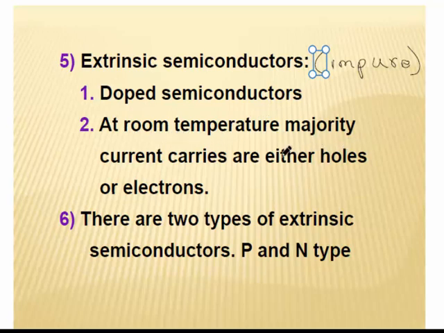At room temperature, the majority current carriers are either holes or electrons. Means if you increase the temperature and the doping also, the number of electrons and holes becomes unequal. One is more in number, another is less in number. So there are majority carriers which are more in number. The ones which are less are called minority charge carriers. They may be either holes or free electrons.